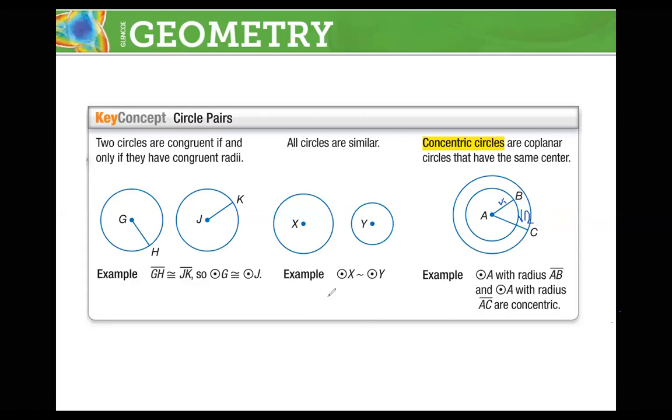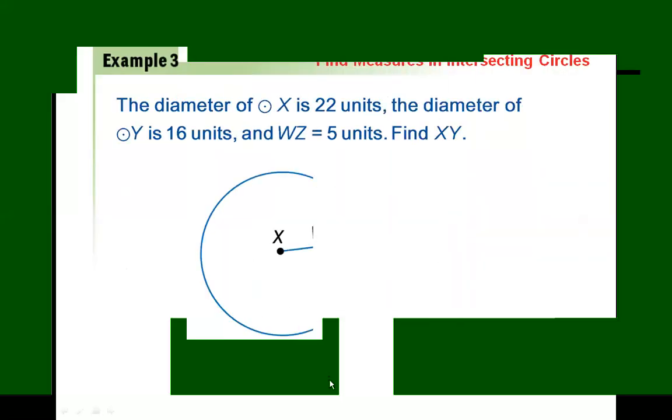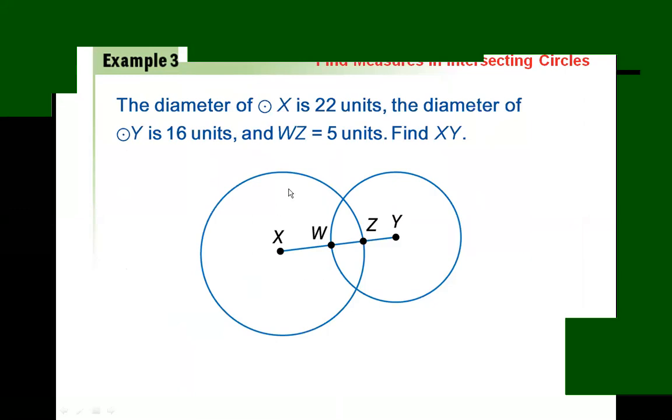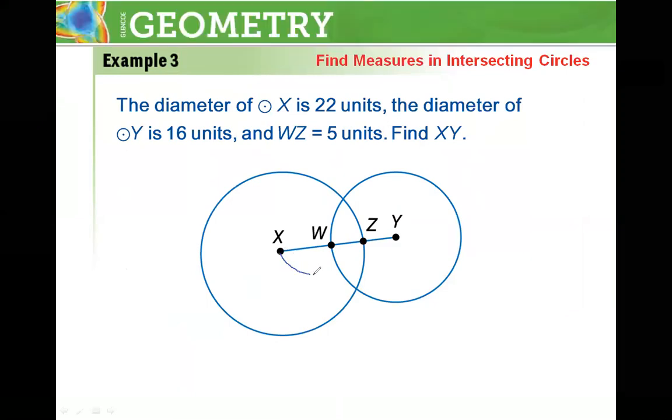Pay attention to the example. We talk about this example. I'm going to Abdullah Shafi. Can you read the example, please, Abdullah? The diameter of circle X is 22 units. The diameter of circle Y is 16 units, and WZ equals 5 units. Find XY. So I need to find the length of XY, all this length.